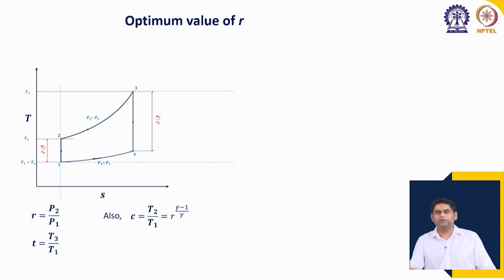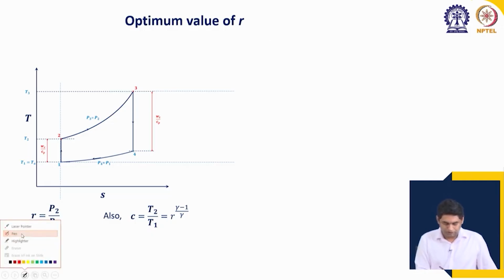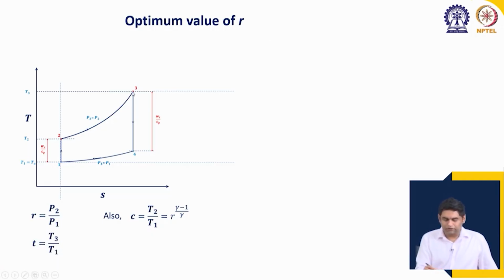So, now what is this optimum value of R? How can we find the optimum value of R and why does it exist? Let us consider the case on the left hand side. We see that we have a simple Brayton cycle going from 1 to 2, then 2 to 3, 3 to 4, 4 to 1, within the same temperature ratio.